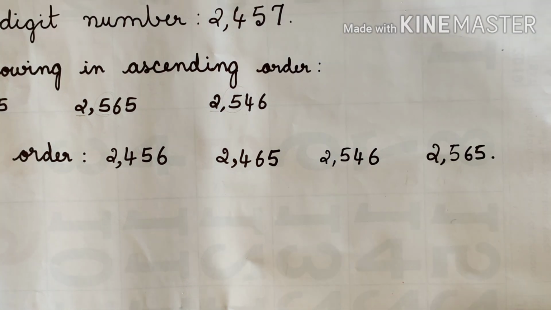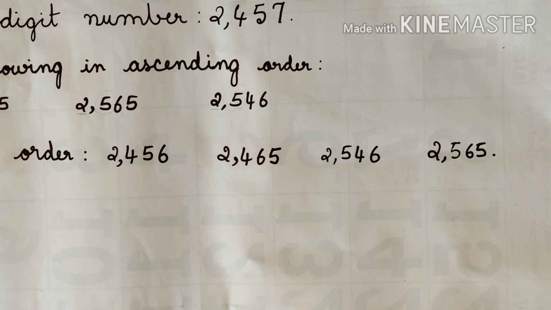Let us look at the ascending order of the numbers. 2456 followed by 2465, 2546 and 2565. Let us go to the second question.